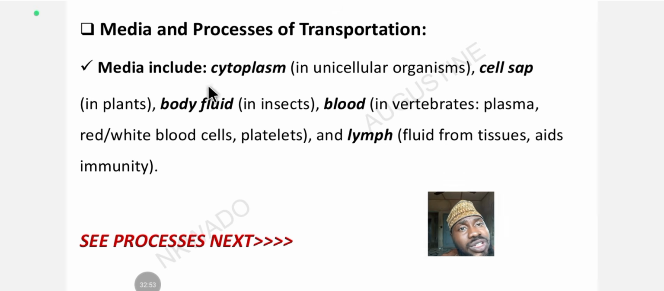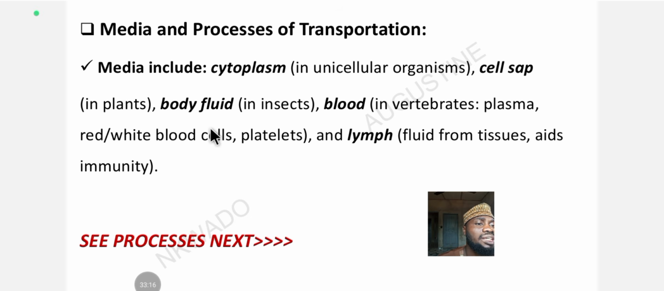Media of transportation includes cytoplasm in multicellular organisms. It's helping transportation of nutrients. Remember, cytoplasm is jelly-like, and it has a few organelles in it. All right, so cell sap in plants. You know what cell sap does now? It transports water.